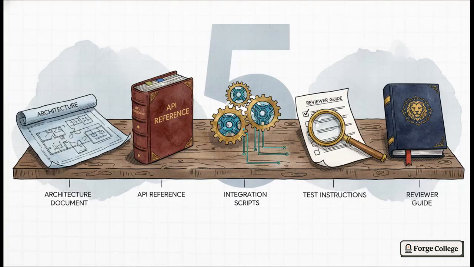So, what actually goes into this perfect flat-pack manual to wow your reviewers? You've got 5 core deliverables that make up your milestone checklist. First up, an architecture document that explains component roles. Second, an API reference for all your public contract methods. Third, runnable integration scripts that actually spin up a local node and deploy your contracts.